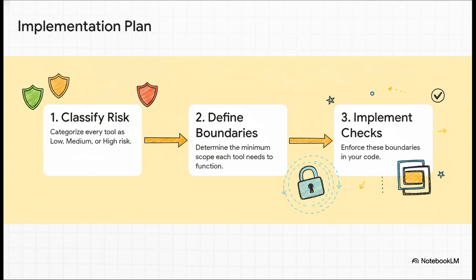Once you know the risk, you can define its boundaries. What is the absolute minimum it needs to do its job? And finally, the most important part: you implement checks in your code to actually enforce those rules.